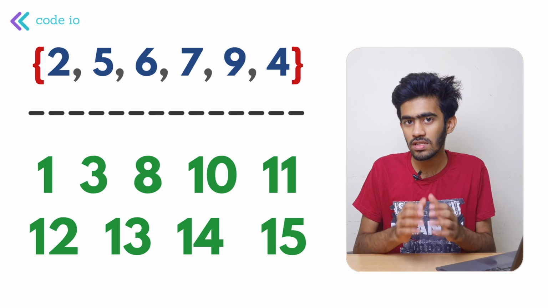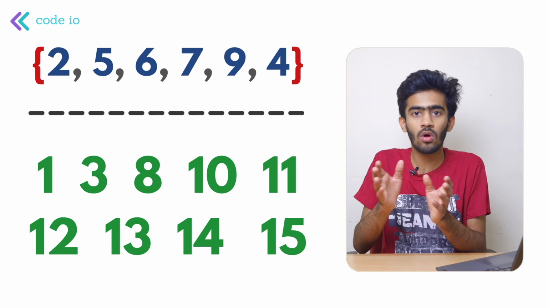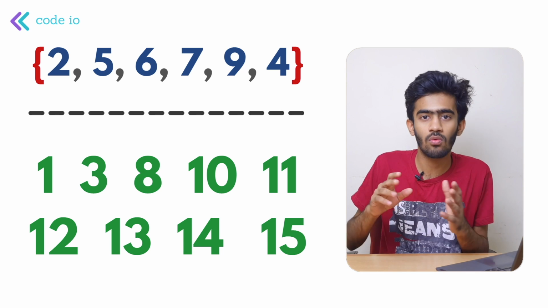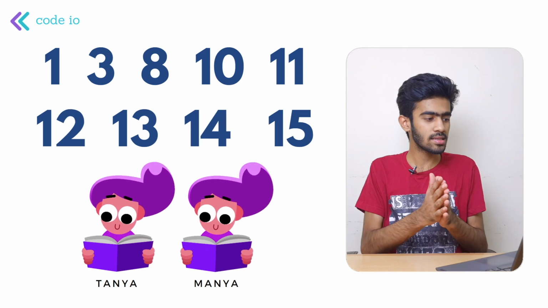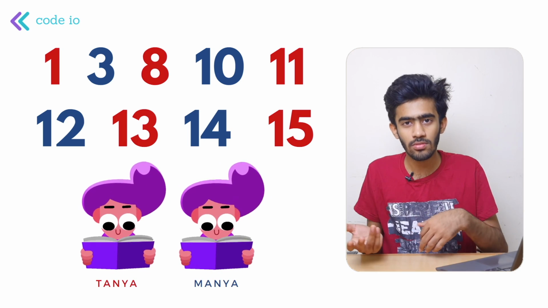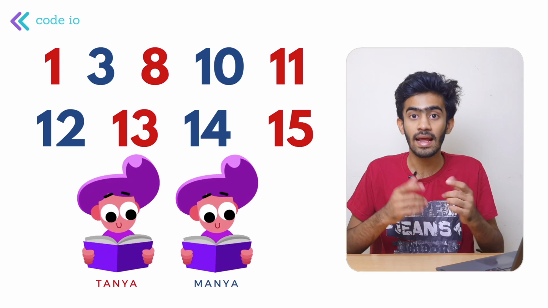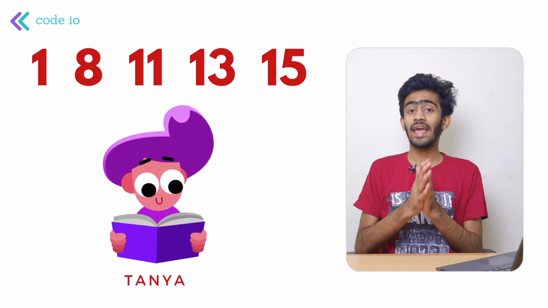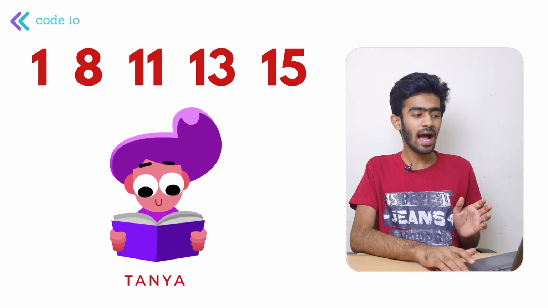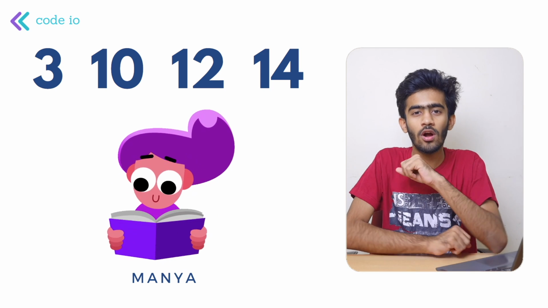So what we have to do is we have to split these tasks into what Tanya does and what Manya does. So how do we split these tasks into what Tanya does and what Manya does? What is given to us is, in these tasks, the first thing goes to Tanya and the second thing goes to Manya, and alternatively they switch these tasks and complete the remaining 9 tasks. So 1, 8, 11, 13 and 15 is completed by Tanya, and the remaining 3, 10, 12 and 14 are completed by Manya. So what do we have to do?